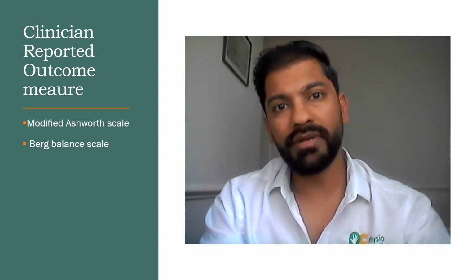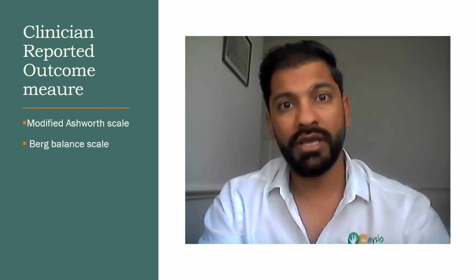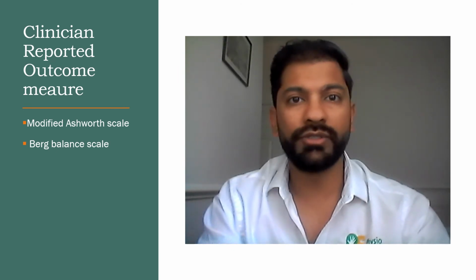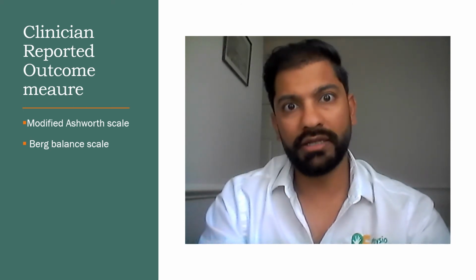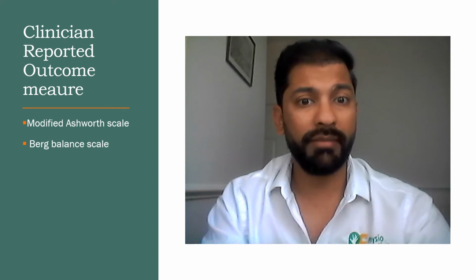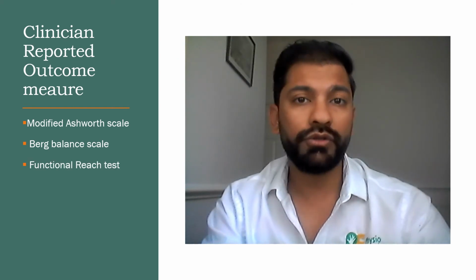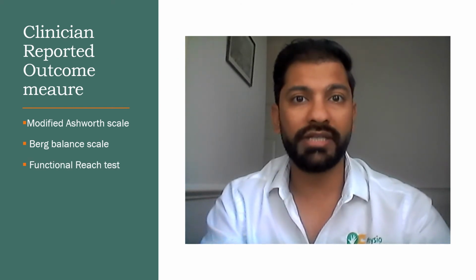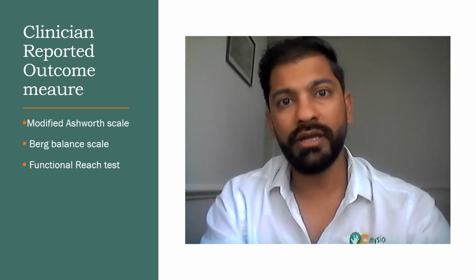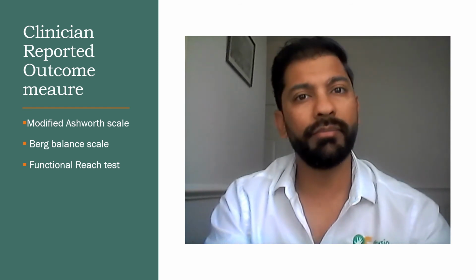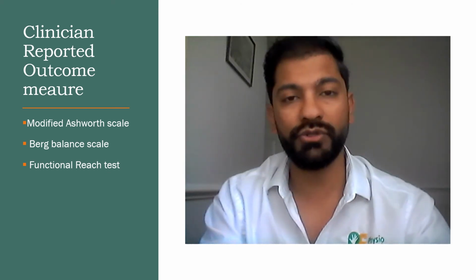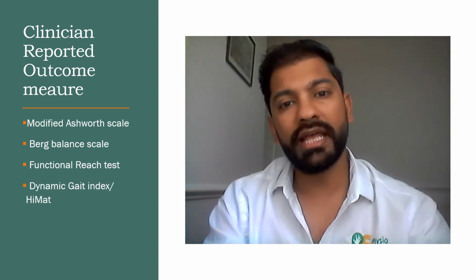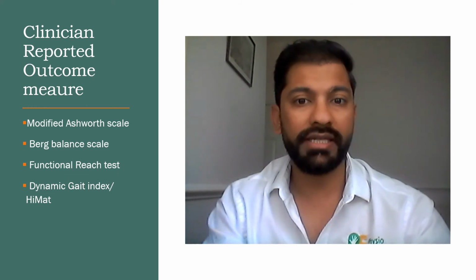For many incomplete spinal cord injury patients, you can use your standard neurological scales, but the Berg Balance Scale is something else you can use as well, and I have used that with my patients. You can also use the Functional Reach Test, where you get patients to stand and reach forward and just measure that. That gives you a bit of information on patients' static balance in a standing position. Also, you can get patients to do the Dynamic Gait Index and HiMAT.